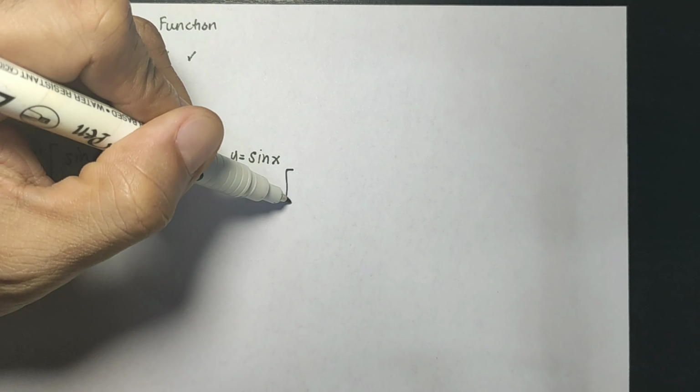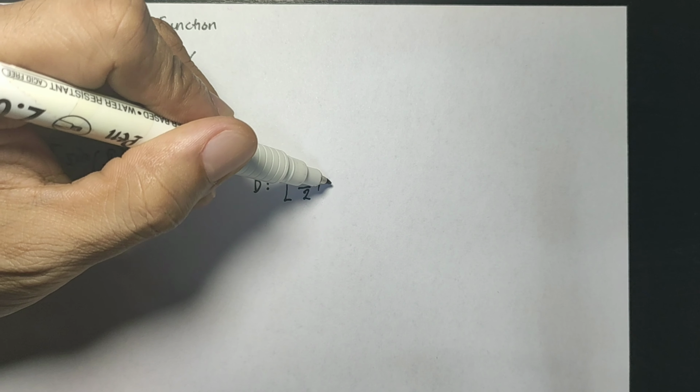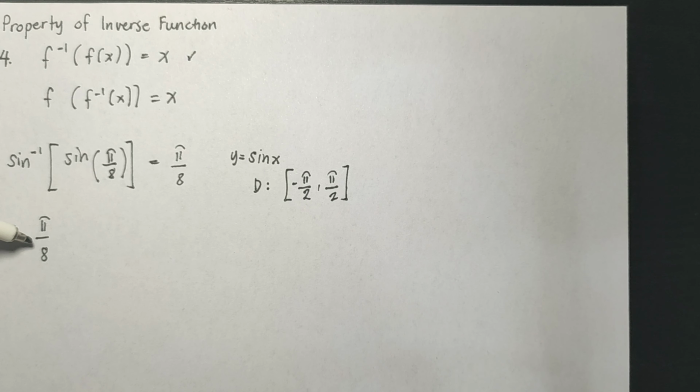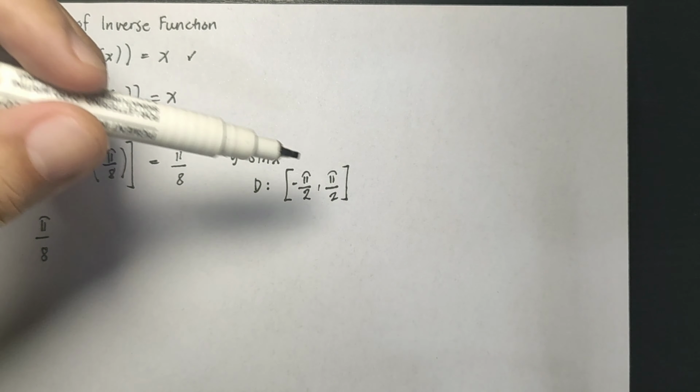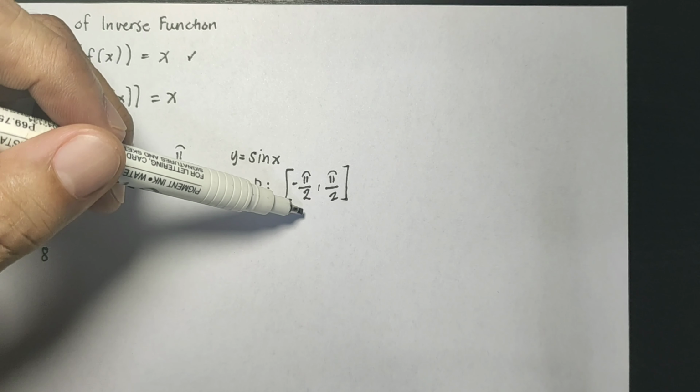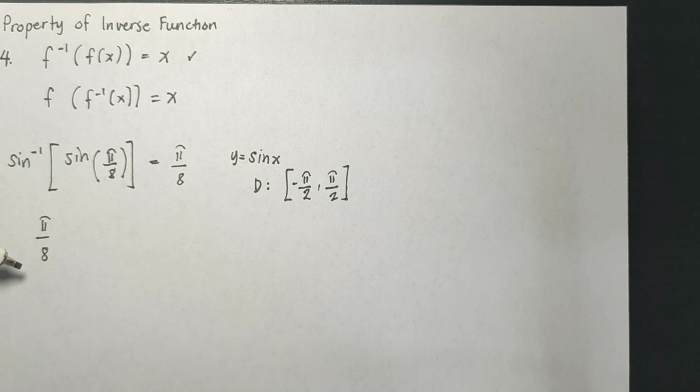Its domain is from negative pi over 2 until positive pi over 2. And as you can see, pi over 8 is within the interval of negative pi over 2 and pi over 2. So be careful not to overlook the domain restriction.